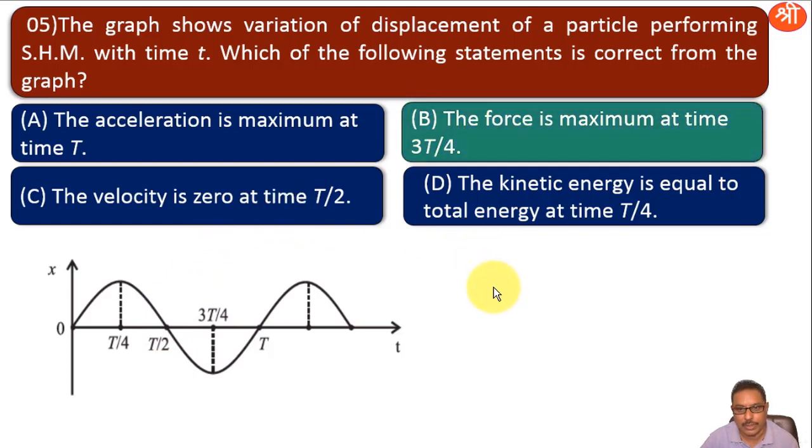What about the next statement D? Kinetic energy is equal to total energy at T/4. तर हे सुद्धा स्टेटमेंट रॉंग आहे. कायनेटिक एनर्जी इक्वल टू टोटल एनर्जी कुठं असते? तर मीन पोझिशनला असते. आणि मीन पोझिशन कोणती आहे? तर 0, T/2 आणि T.